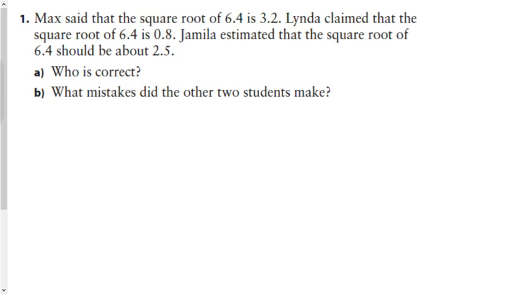And we're finishing up our unit on rational numbers by correcting section 2.2. Question number 1 was the first question we had to do, and it says Max said the square root of 6.4 is equal to 3.2.